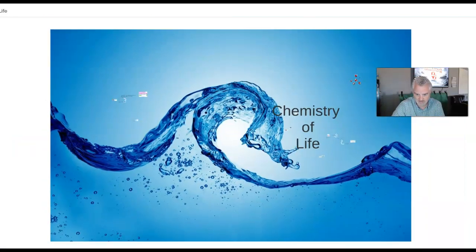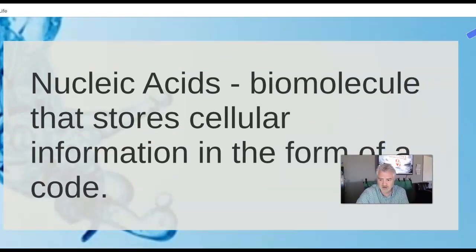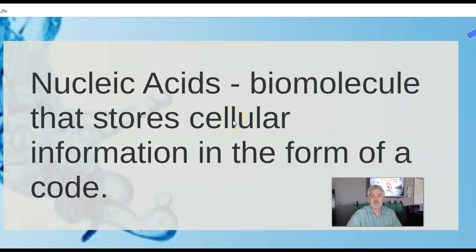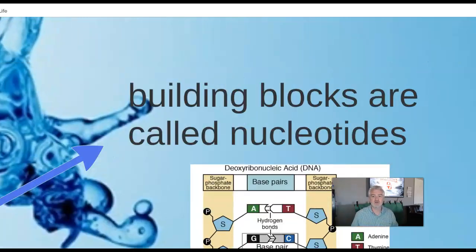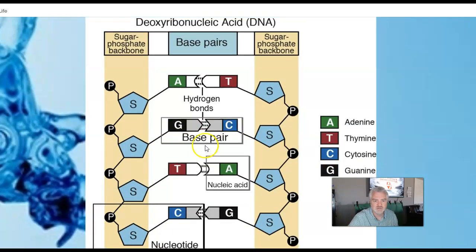The last major molecule that we want to look at is nucleic acids. Nucleic acids are a biomolecule that stores cellular information in the form of a code. There are only two types of nucleic acids, and you'll be familiar with them: DNA and RNA. The building blocks for nucleic acids are called nucleotides. If we look at a nucleotide in this picture here, it consists of a phosphate group, a sugar, and then what we call a base, or a nitrogenous base.